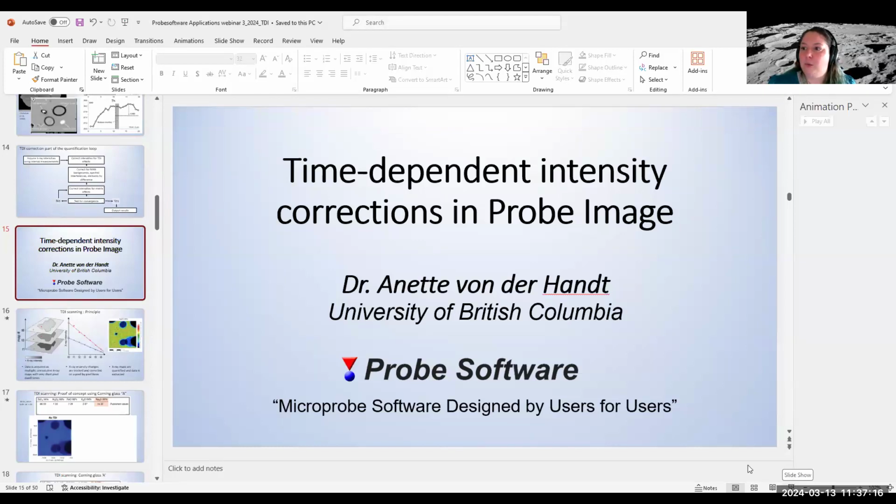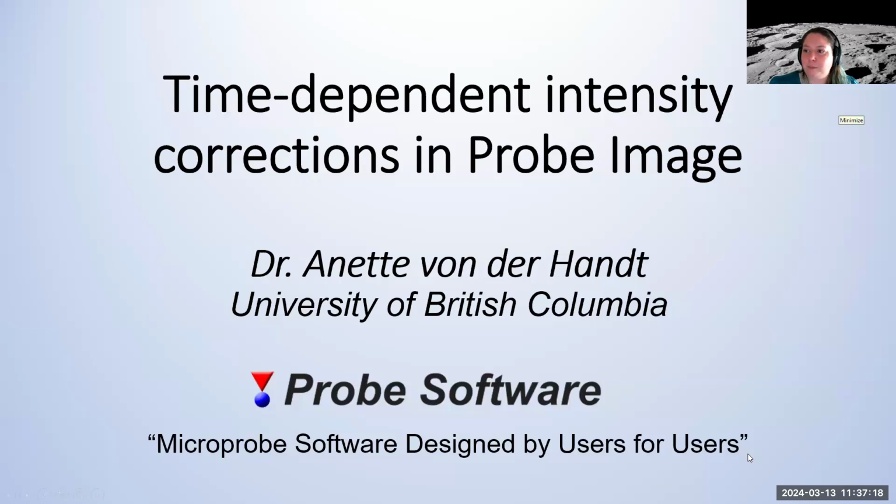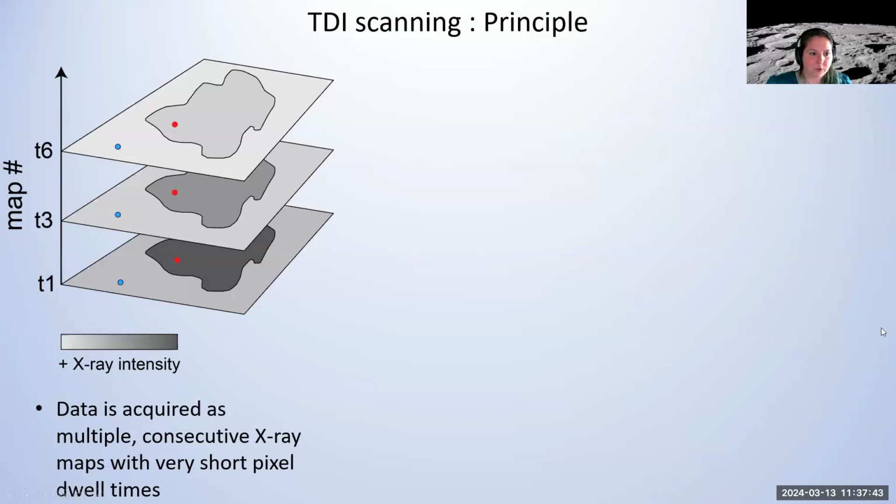So as you've already seen, you can also do TDI corrections in ProbeImage, and that is something that, at least to me, is incredibly powerful. It really opens up the possibility to do analysis in materials that are very tricky to analyze otherwise, for a variety of reasons. Okay, so how does it work?